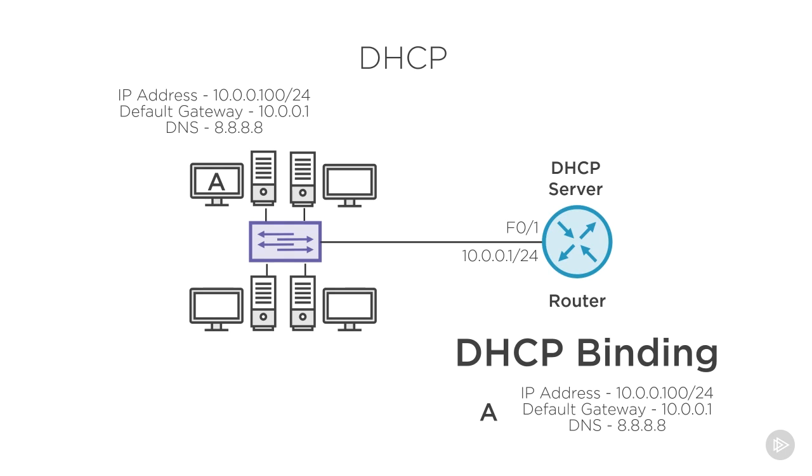The whole purpose of that is so that our DHCP server does not duplicate addresses as it hands them out. So now it knows that the workstation with the MAC address of A is always at 10.0.0.100. And when the other workstations send out their DHCP discover message, the DHCP server will not hand out 10.0.0.100 anymore. It'll hand out some other address.